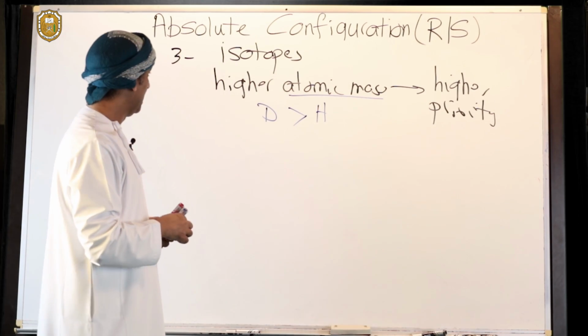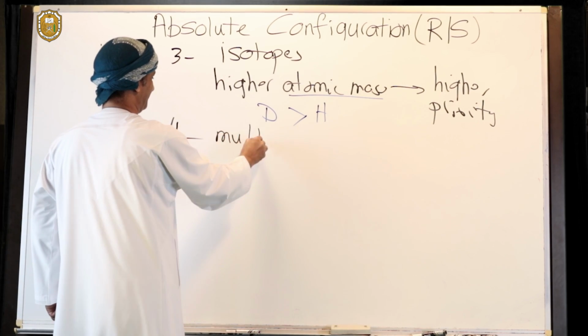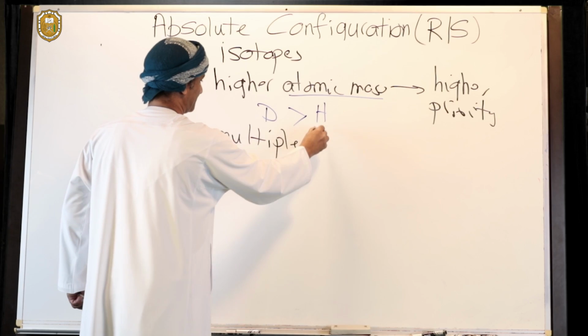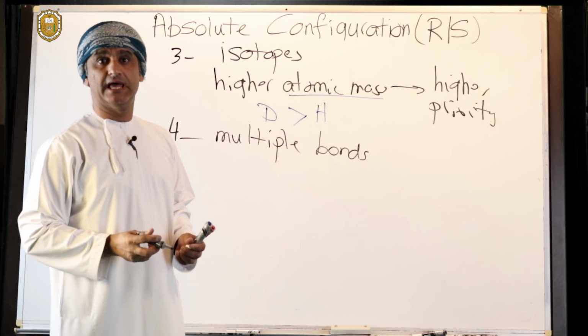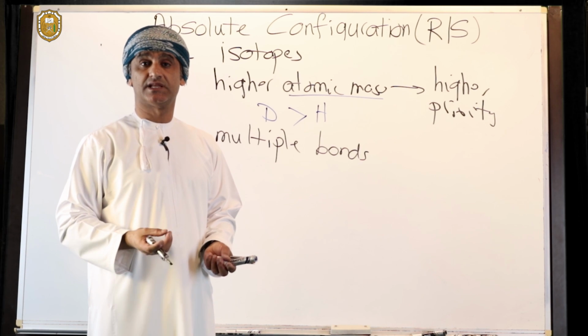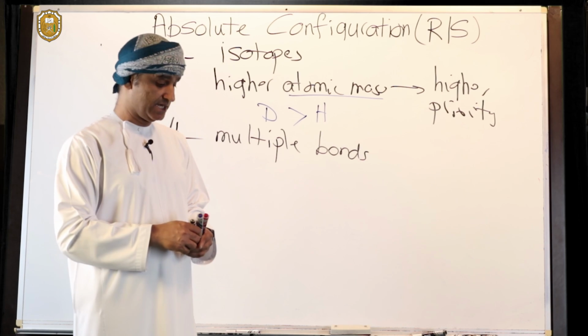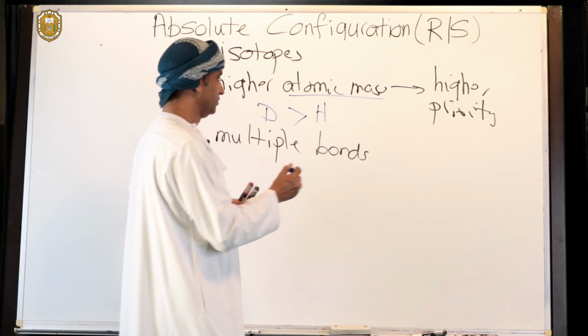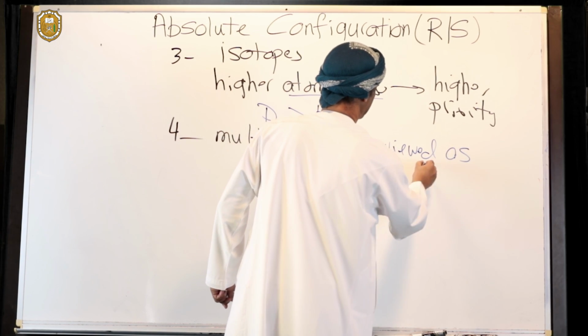Now, the next rule is to look at multiple bonds. Multiple bonds are actually viewed as single bonds. If there is a double bond, it's like there are two single bonds. We will write out the details, of course. So multiple bonds are viewed as single bonds.